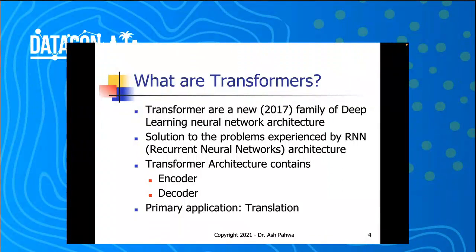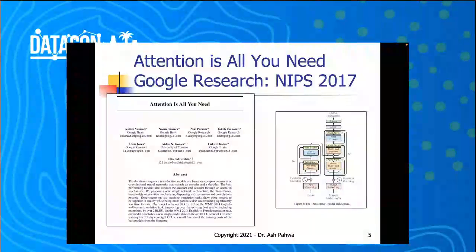Now the transformer has a two-part architecture, which is an encoder and a decoder. And this is that very, very famous paper. This will go down in history as one of the founding papers for the area of artificial intelligence, because it introduced the concept of self-attention, which was not there before.